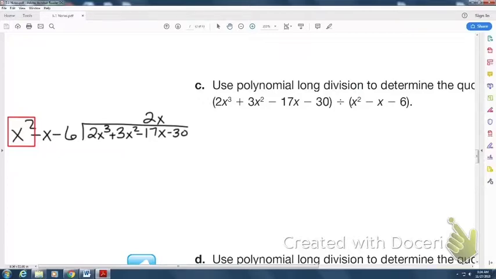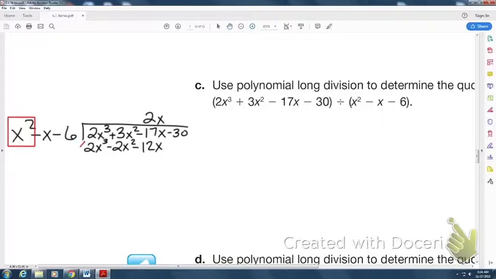So now after I've done that, I need to multiply. So that's going to involve distributing that 2x to each term out here. So 2x times x squared is going to give me 2x cubed. 2x times negative x is going to give me negative 2x squared. And then 2x times negative 6 is going to give me negative 12x. That is the multiplication part.